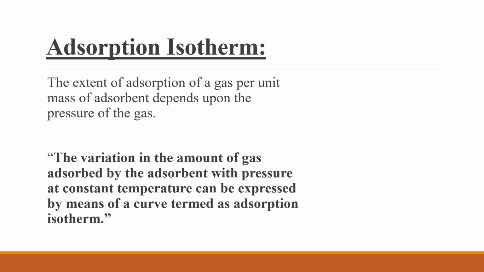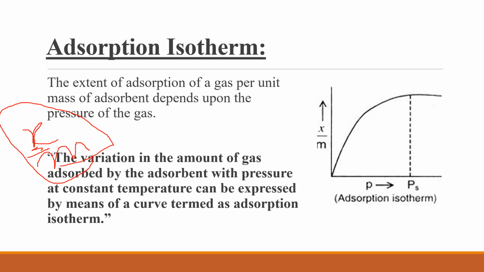The extent of adsorption can be expressed as x by m, where x is the mass of adsorbate and m is the mass of adsorbent. So x by m, the whole term, is known as extent of adsorption. This can be seen with the graph also.